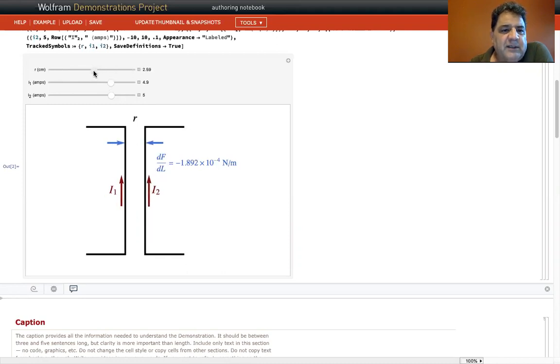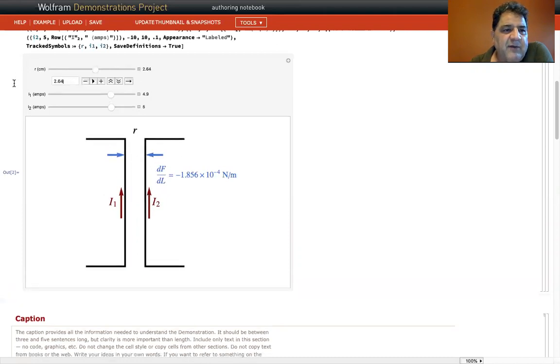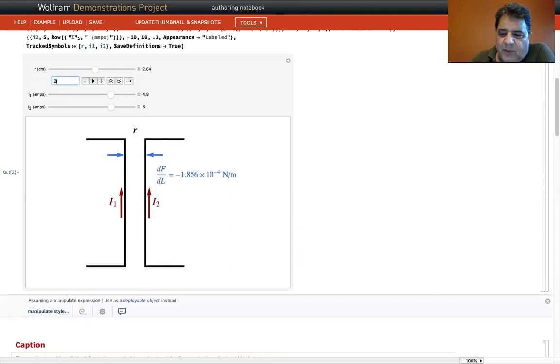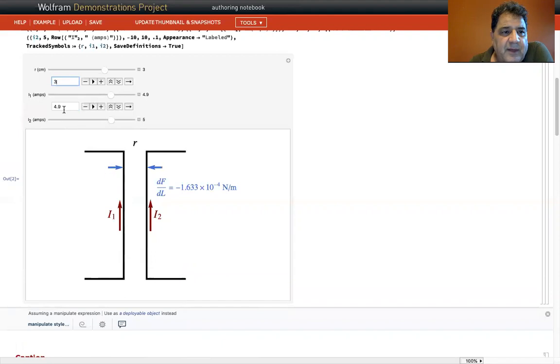Now, let's just pick some nominal value. I think I can enter a value of 3, and let's make this value 5, so that it's the same as the one below it. There's 5 amps of current going through each one, and so it's generating a force on this side of minus 1.667 times 10 to the minus 4 newtons per meter.